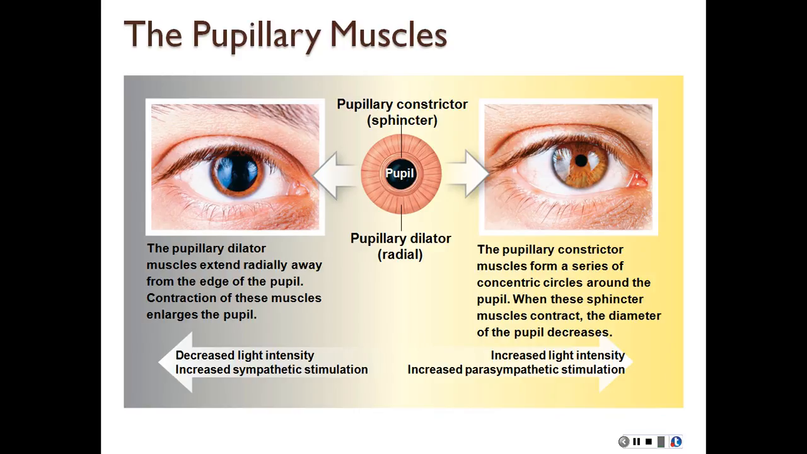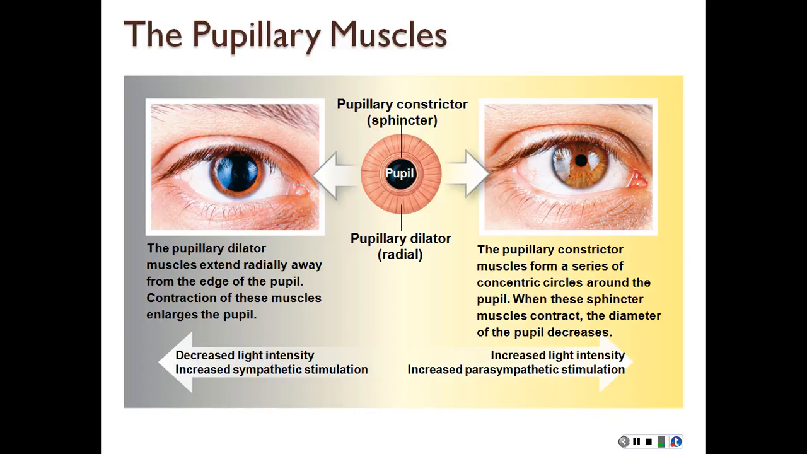Pupillary constrictor and pupillary dilator muscles. They control the diameter of the pupil. And what I wanted you all to notice is the direction of the muscle fibers. If you look at the picture, I don't know if you all have one close to you, you can see the muscles, how they're arranged.